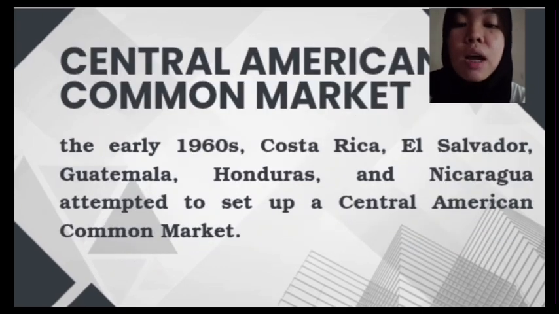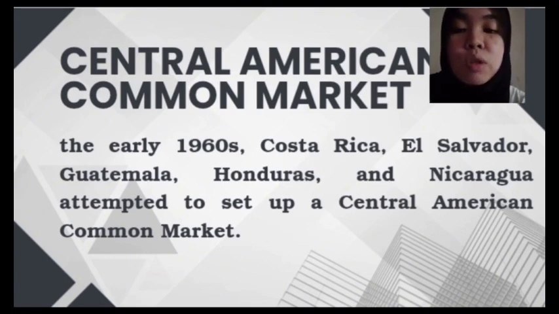Next is the Central American Common Market. This was formed in the 1960s by Costa Rica, El Salvador, Guatemala, Honduras, and Nicaragua. This is to make trade easier by reducing tariffs and creating a common market. However, in 1969, the group collapsed after a short war between Honduras and El Salvador. Later on, the idea was revived, and in 2005, a new agreement with the United States called CAFTA, or Central America Free Trade Agreement, was created to lower trade barriers and improve economic cooperation between the U.S. and Central American countries.